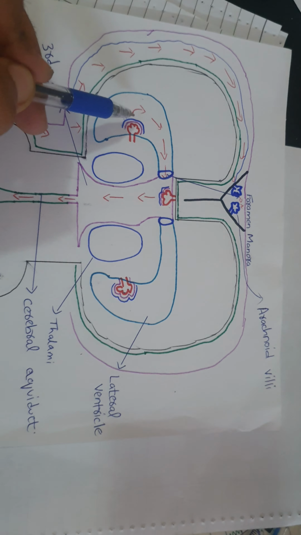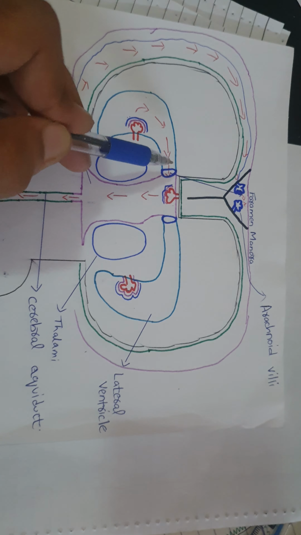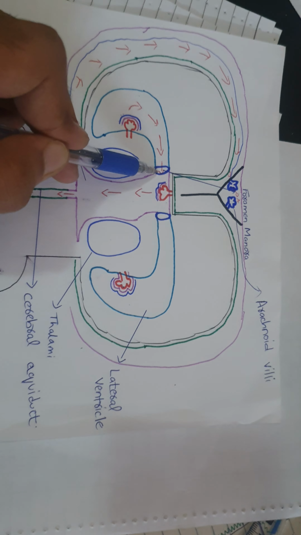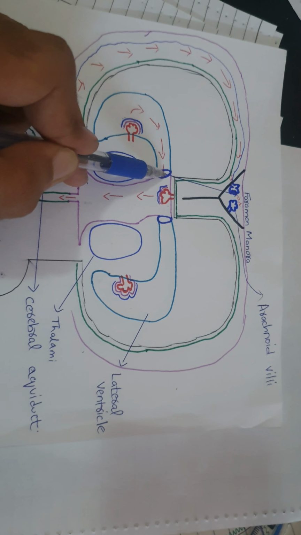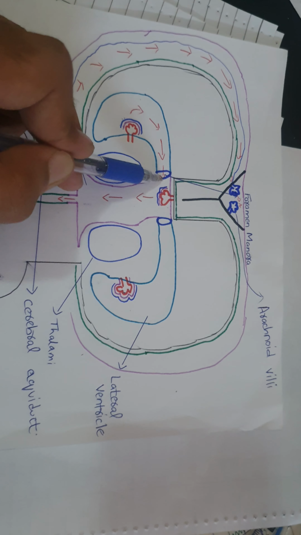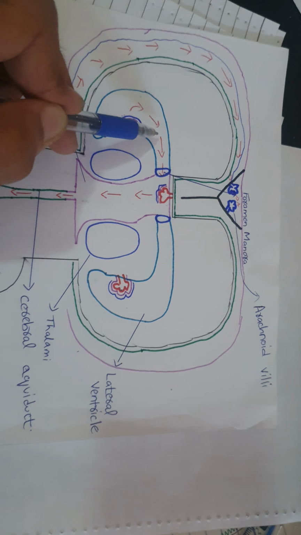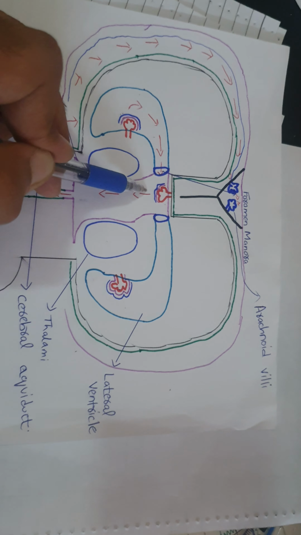From the lateral ventricle, this CSF enters the third ventricle through the foramen of Monro. This is called the foramen of Monro. Through this foramen, the CSF enters from the lateral ventricle into the third ventricle.